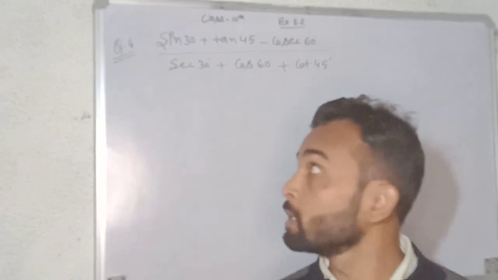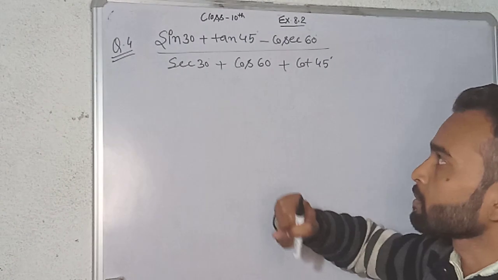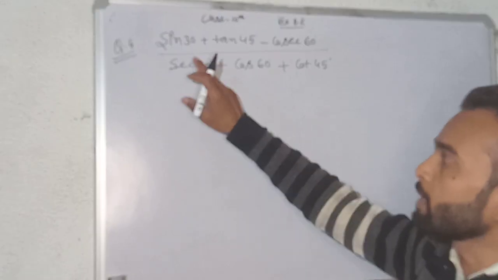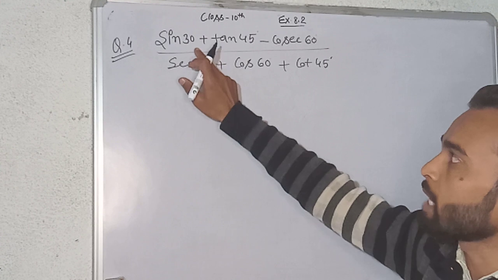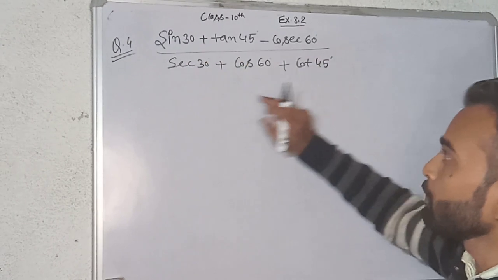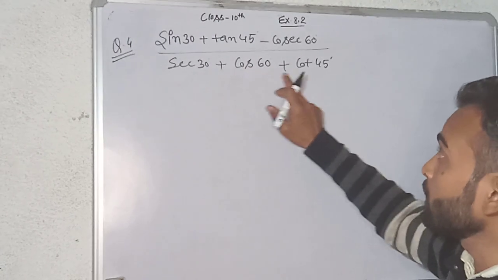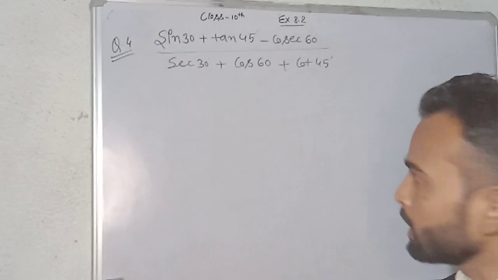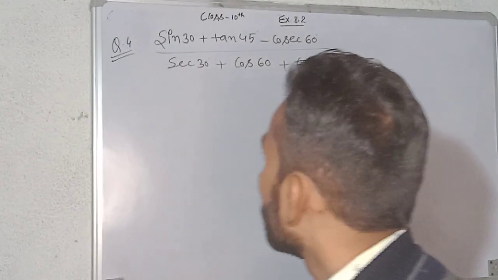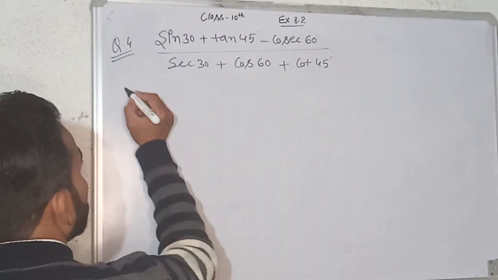We have to solve exercise 8.2 question number 4. The question is: find the value of (sin 30 plus tan 45 minus cosec 60 degree) upon (sec 30 plus cos 60 plus cot 45). Clear? Now we have to solve this question.